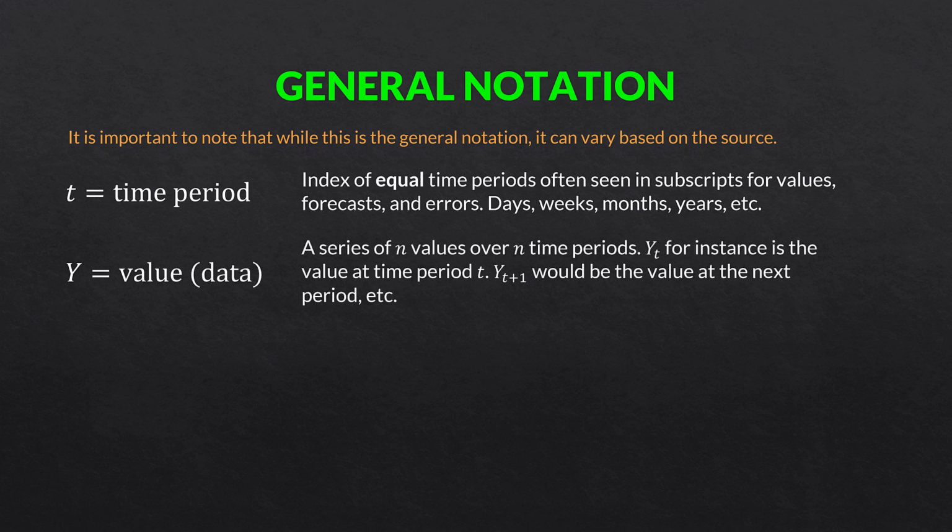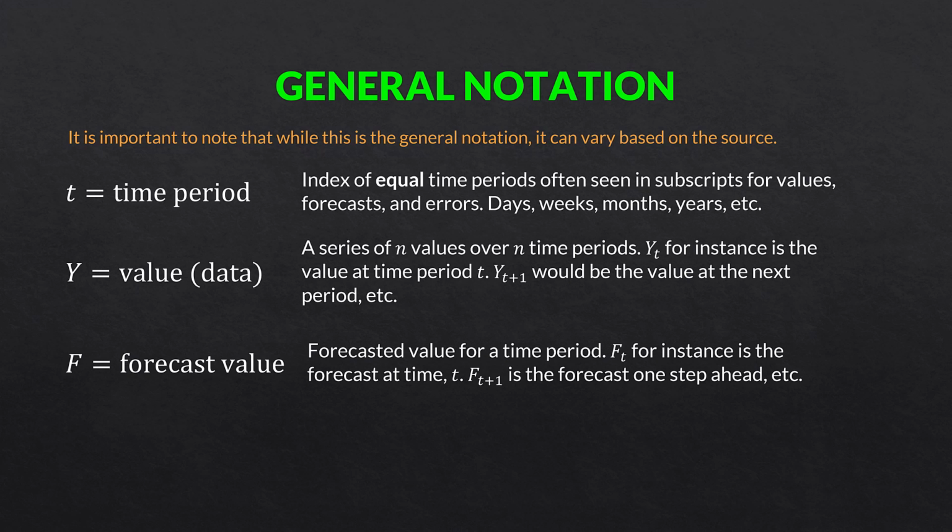So Y is the value at that time period or the data. It's a series of n values, so some number of values over that same number of time periods. For example, if we're looking at monthly data, we would have in a given year 12 values for each of the 12 months. You get how that works. So Y sub T, for instance, is the value at time period T. If we're talking about today, Y sub T would be today. Now, Y sub T plus 1 would be the value at the next period. So that would be tomorrow.